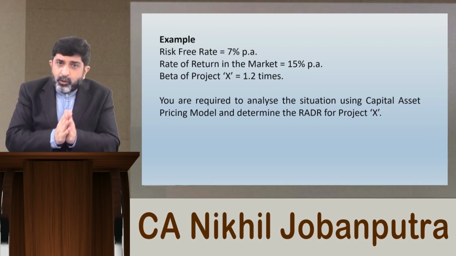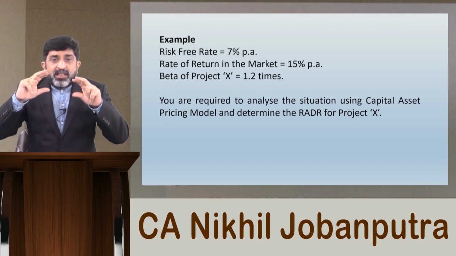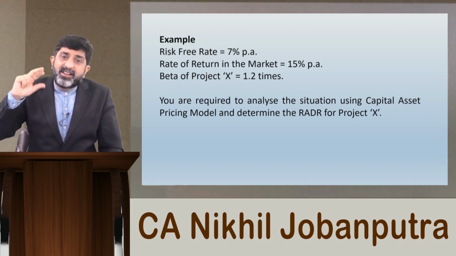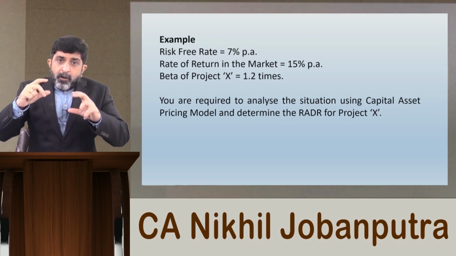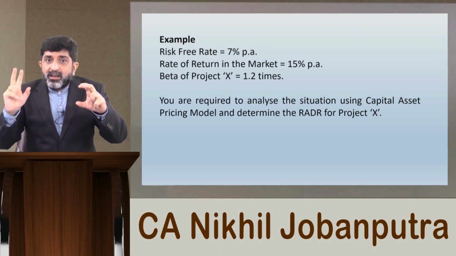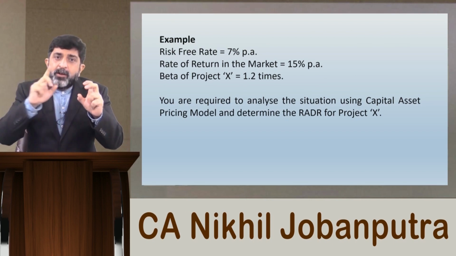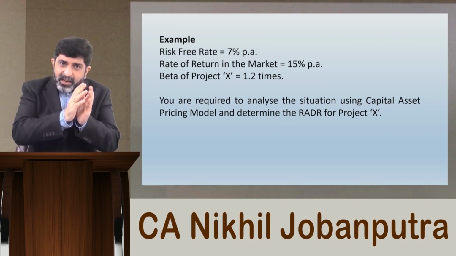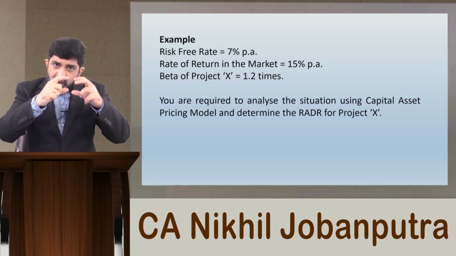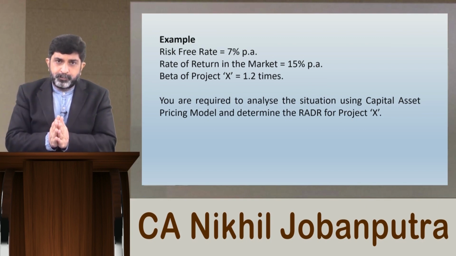Now what is the beta given over here? Beta given in this example is 1.2 times. That means the risk involved in project X is 1.2 times the risk prevailing in the market. So for the degree of risk prevailing in the market, you are getting a premium of 8%; for a risk which is greater than the market, you should be getting more premium.